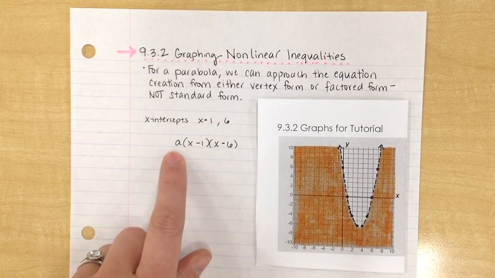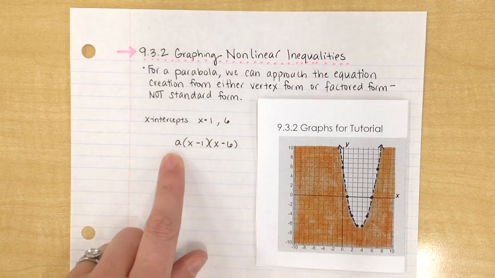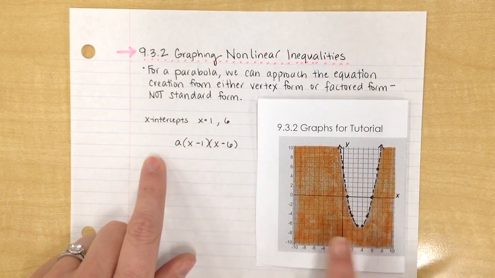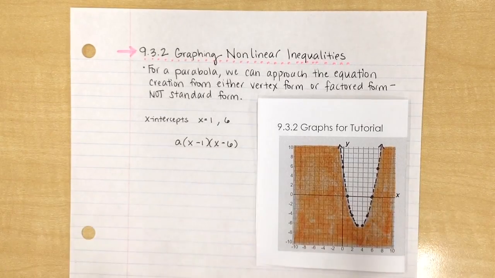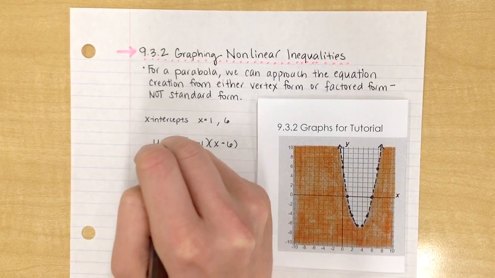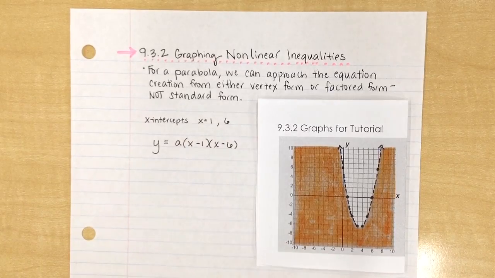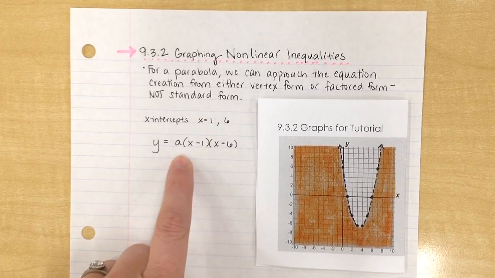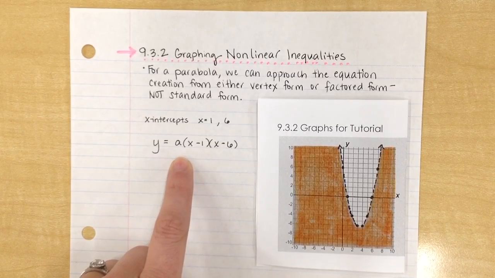So we need to include the a value on the outside. What I'm going to do is pretend for a little bit that this isn't even an inequality, that it's just an equation. And I'm going to put y equals. This will help me, and I could go ahead and do the dashed versus solid and the above or below, but what I want to figure out first is what is the a value of my parabola.